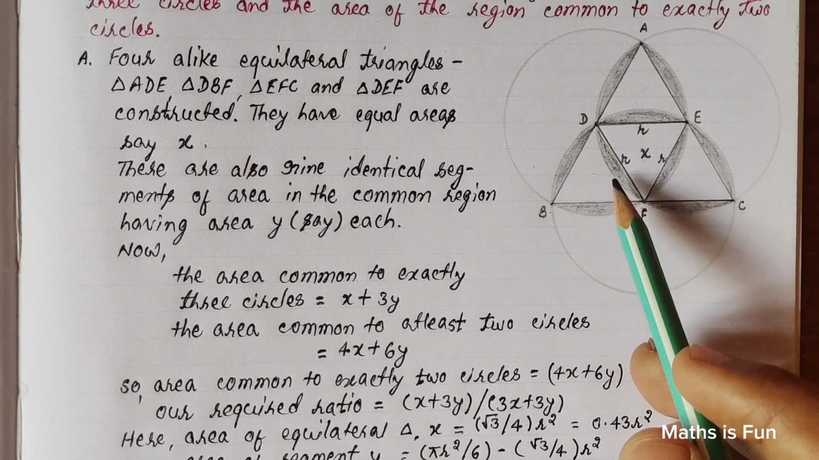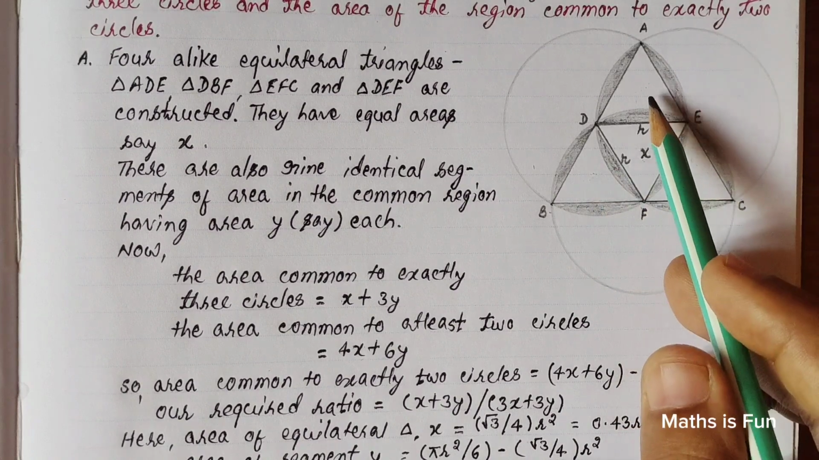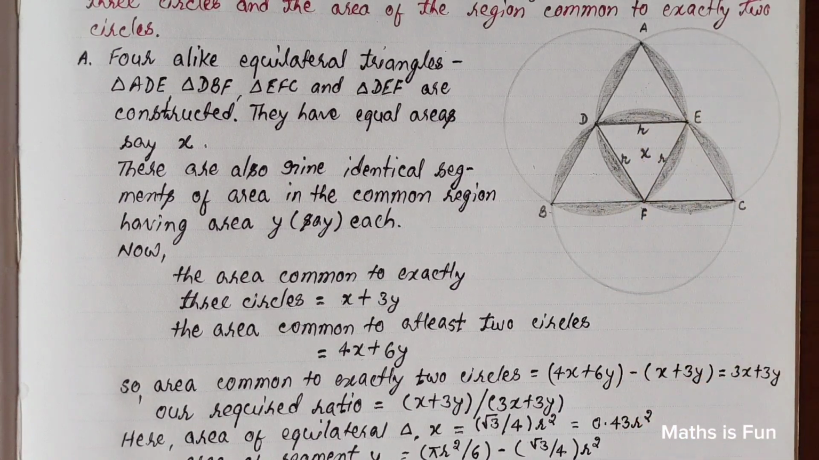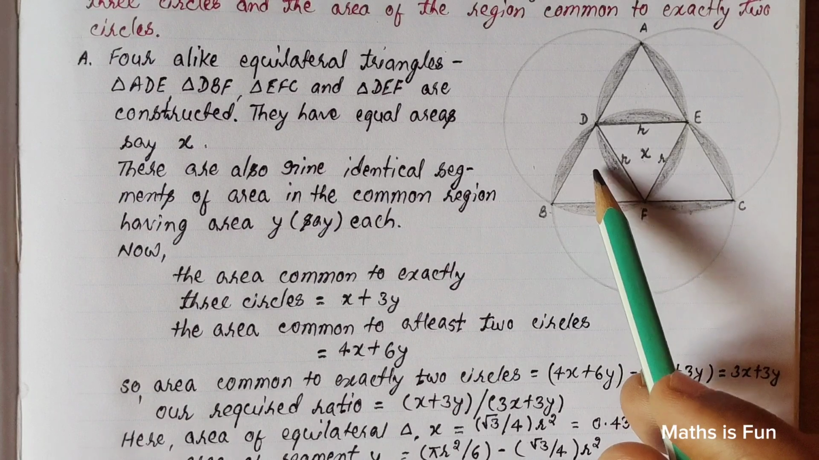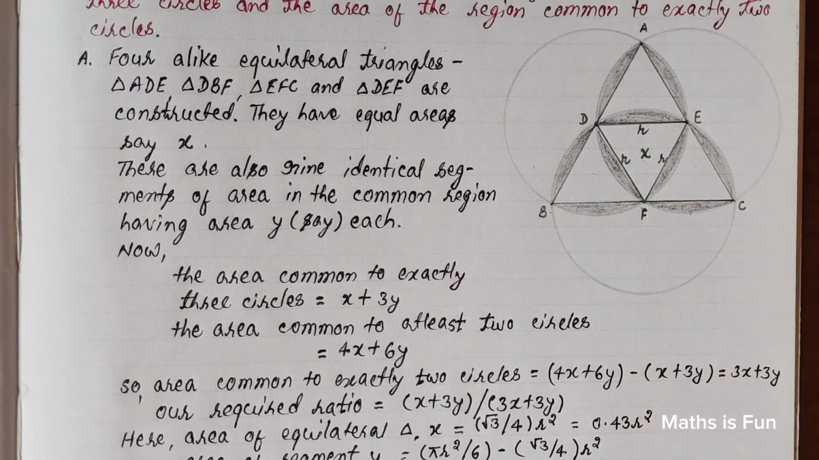there are 3 shaded regions which overlap this triangle. So 6y minus 3y will be 3y, whereas there are 3 triangles in exactly 2 circles, that is 1 2 3, so we write 3x plus 3y. So our required ratio will be the region common to all 3 circles, that means x plus 3y, the area common to exactly 2 circles, that is 3x plus 3y.